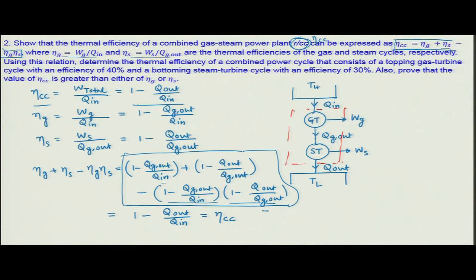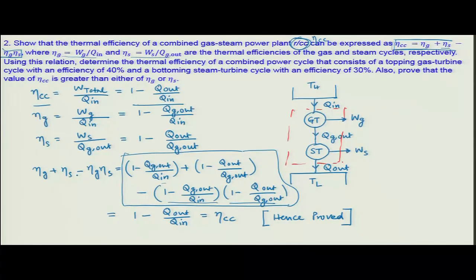Okay, so it is proved. We have proved that the efficiency of a combined cycle can be obtained as the sum of the individual efficiencies of the gas turbine cycle and the steam turbine cycle, and you have to subtract the product of the efficiencies of the gas turbine and steam turbine cycles. Now using this relationship, we can calculate the efficiency of a combined cycle which has a topping gas turbine cycle with 40% efficiency and a bottoming steam turbine cycle with an efficiency of 30%.